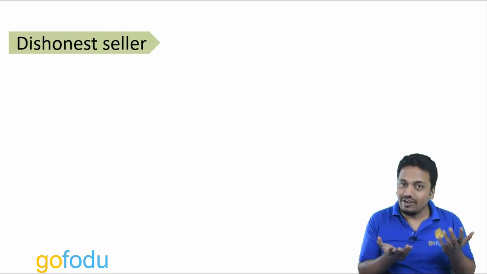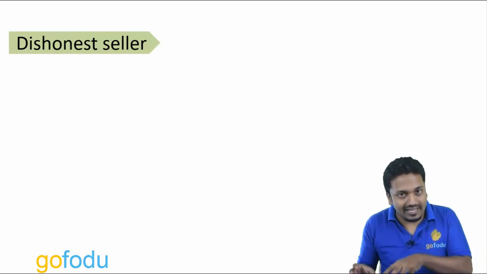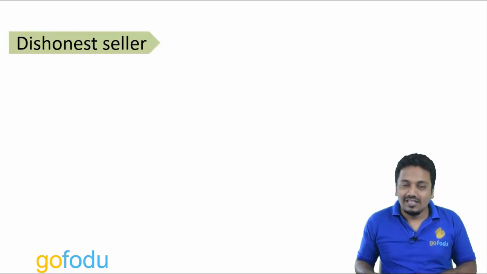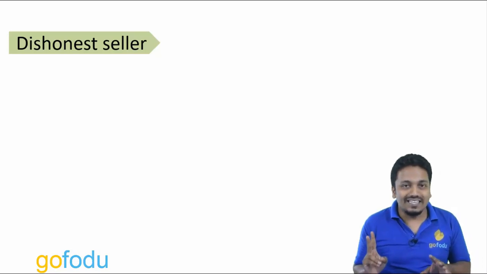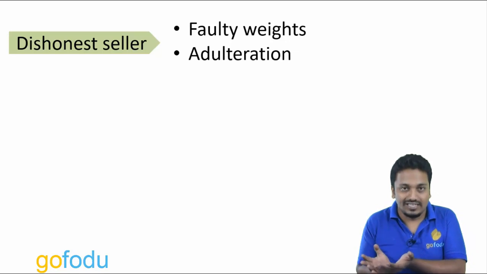Hello, I am Anshul and in this video we'll talk about dishonest sellers and different ways in which they cheat customers and how much profit they make on doing so. So the two common ways of cheating are by using faulty weights or by mixing some impurities.